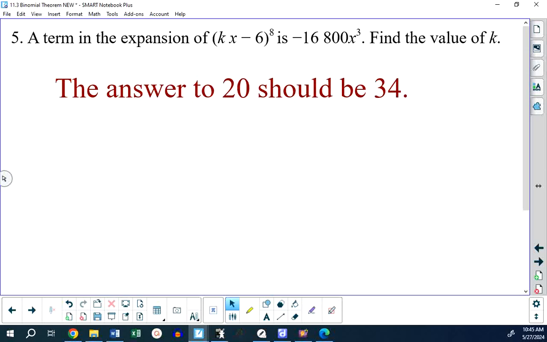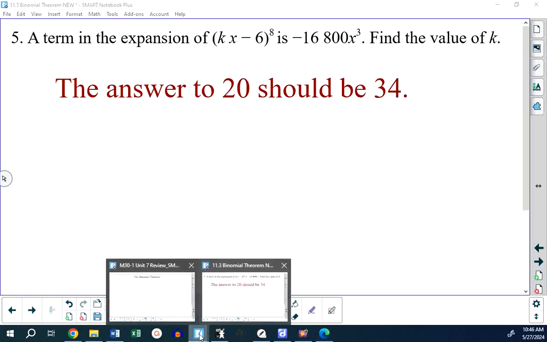Just to begin with here, the answer to question number 20 in the assigned problem set from Friday should be 3-4. I think I had 3-6 there. It should be 3-4. I see a couple of you nodding your heads in agreement there because you got that.